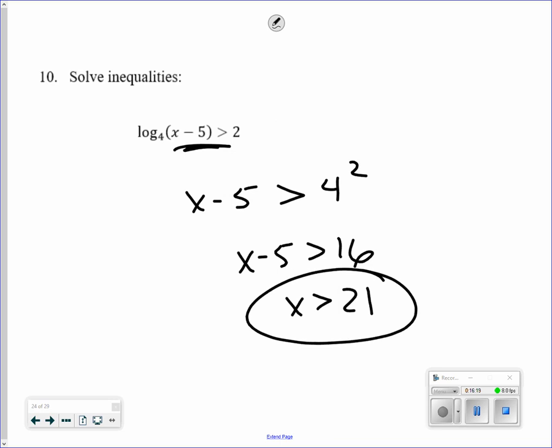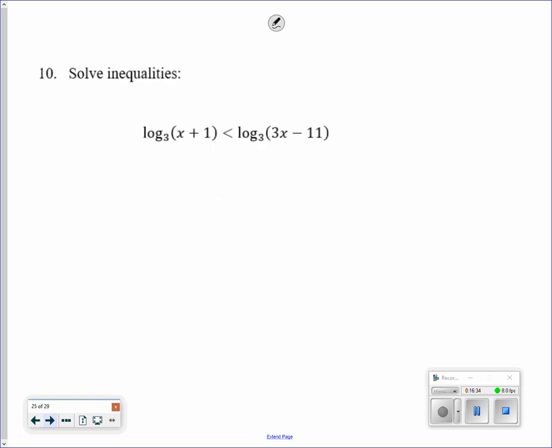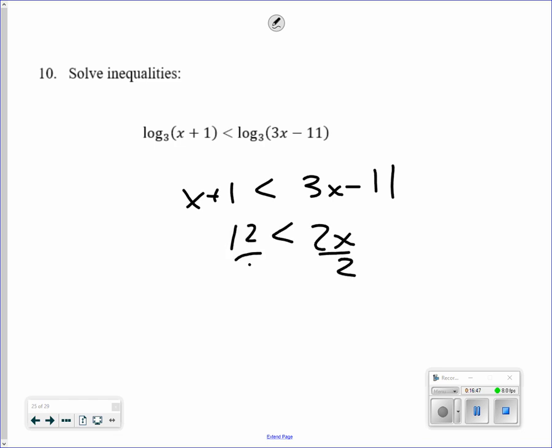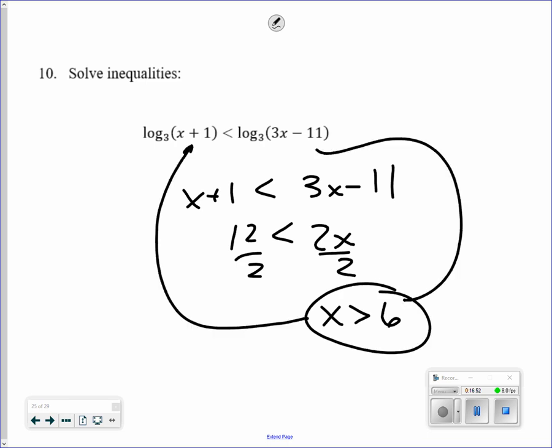Now, you always have to worry about the fact that if your domain is okay, x is greater than 21, would that cause a negative in the x minus 5? The answer to that is no, it wouldn't cause a negative, so I am done. I don't have to worry about the domain. Obviously, we will have to worry about the domain at some point here. I have a log less than a log, so x plus 1, 3x minus 11. I'm going to subtract 1x. I'm going to add 11 and divide, so I get x to be greater than 6. Again, that does not cause an issue in either one of those, so that's all I have to do.